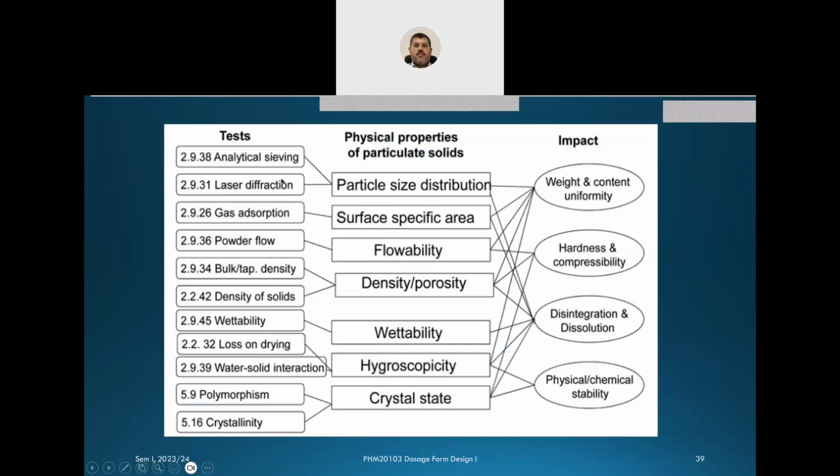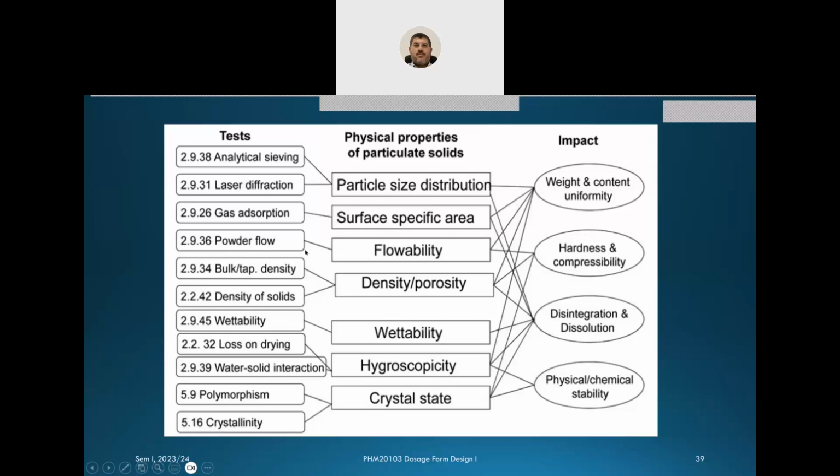particle size distribution can be determined by these two techniques, analytical sieving and laser diffraction. Why do we need to do it? Because it will affect at the end the weight and content uniformity of tablets, for example, if we are making a tablet formulation. Surface specific area, we do it by gas adsorption. Why? It will affect many characteristics like weight and content uniformity, disintegration and dissolution, and so on.